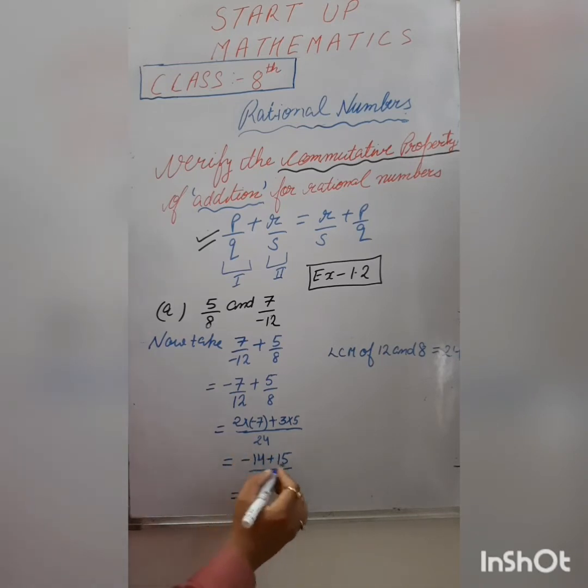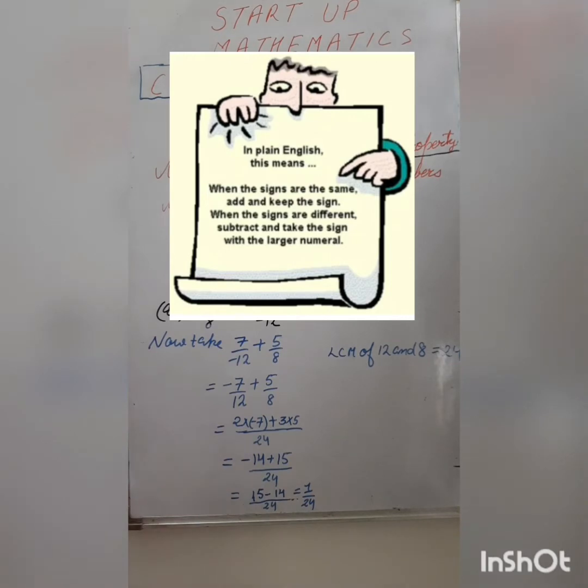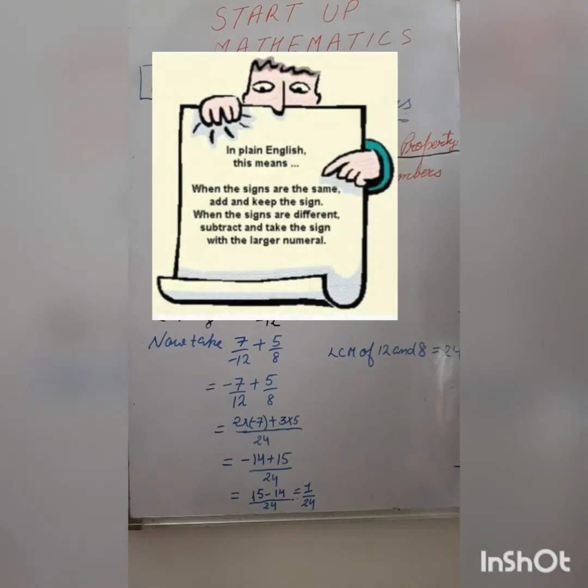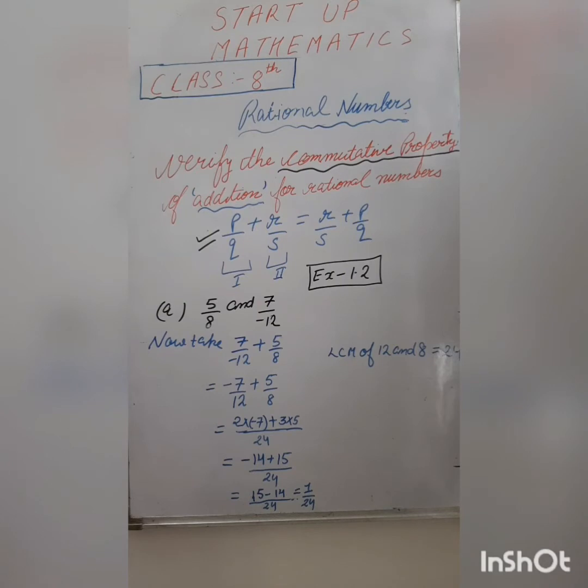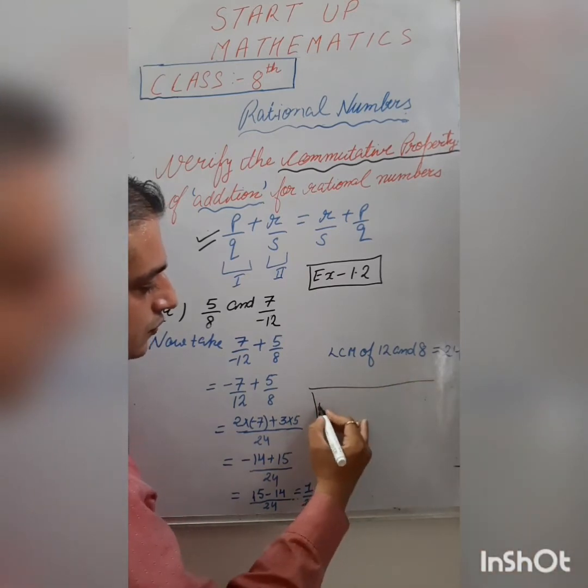Or you can rearrange. If I write 15 first, then minus 14, upon 24, it is more clear to you. 15 minus 14 is 1 upon 24. So in both the orders, either the first is added to the second or the second is added to the first, the sum remains the same.